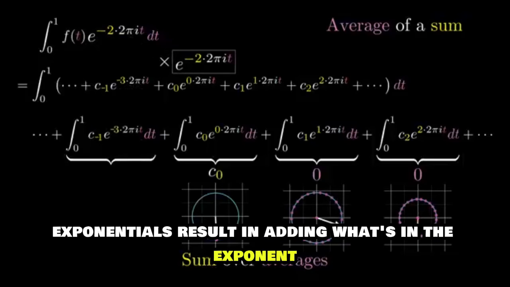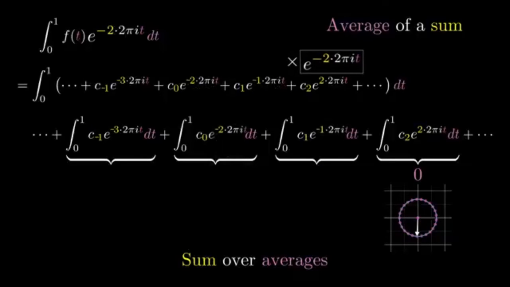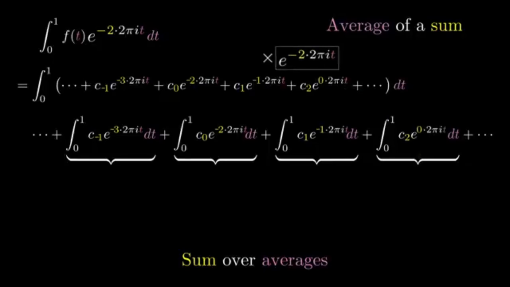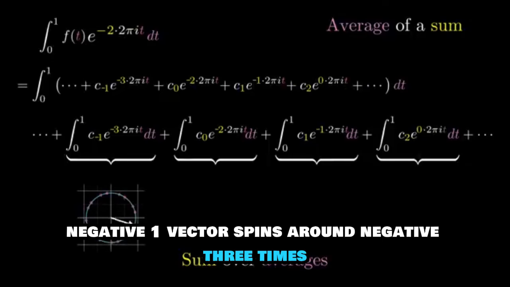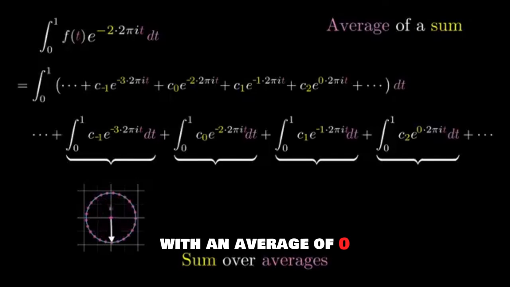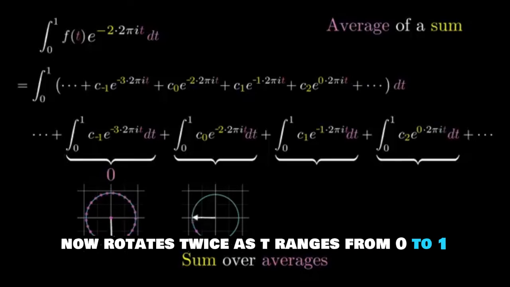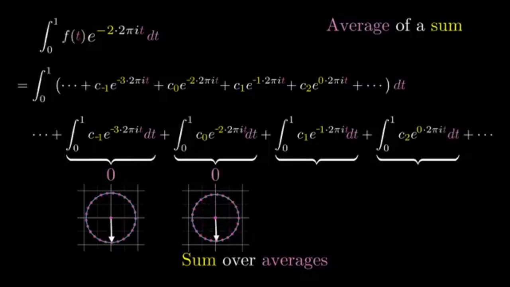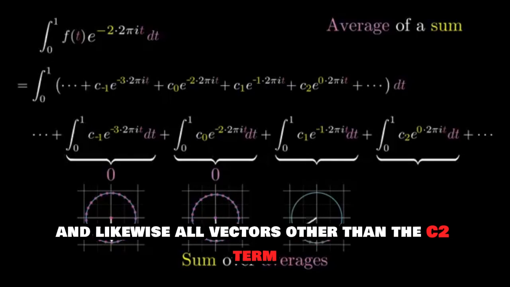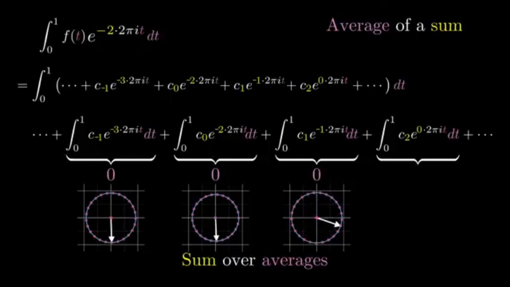Since multiplying exponentials results in adding what's in the exponent, the frequency term in each of our exponents gets shifted down by 2. So now, as we do our averages of each term, that c-1 vector spins around -3 times with an average of 0. The c0 vector, previously constant, now rotates twice as t ranges from 0 to 1, so its average is also 0. And likewise, all vectors other than the c2 term make some whole number of rotations, meaning they average out to be 0.